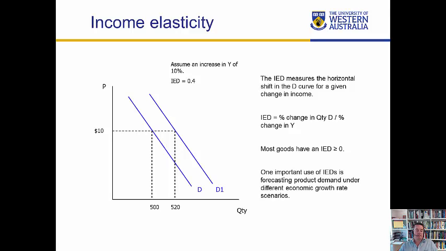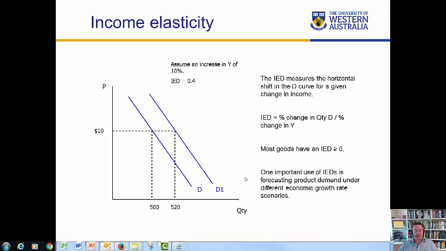And I've made up some numbers here, and I've assumed that the level of demand increases from 500 to 520 units. Now that increase of 20 units is a 4% increase. So what I've actually done is, keeping price constant, I've assumed that a 10% increase in income increases demand by 4%. So the income elasticity of demand must be 0.4.